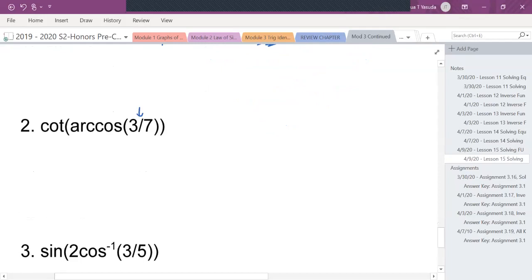For this one, we don't know the ratio 3/7, so that presents a little bit of a challenge. Since the arc cosine of 3/7 produces an angle, we said that you want to draw a triangle in the correct quadrant. Inverse cosine is from 0 to pi, so this would be quadrant 1, 3/7. So here's my picture. Draw a triangle, 3/7 is the adjacent over the hypotenuse.